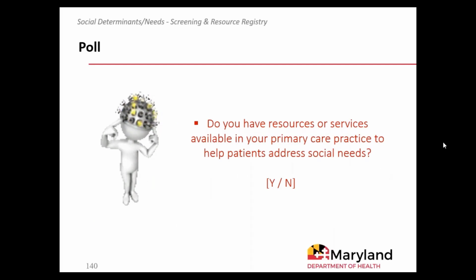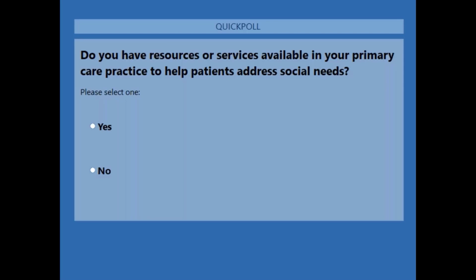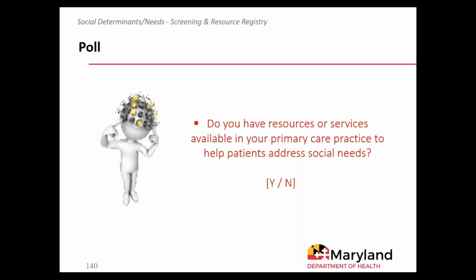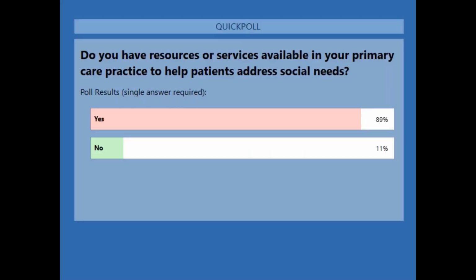Okay, so after discussing what goes into addressing social determinants of health, would you say your primary care practice has resources or services available to help patients address their social needs? Yes or no? And you can respond to the poll that is on your screens now. About 10 more seconds before we close this poll. Okay, awesome. Thank you everyone for responding. Thank you, Angelica. So it looks like 89% of you said that you do have resources and services available, and 11% said that you do not.